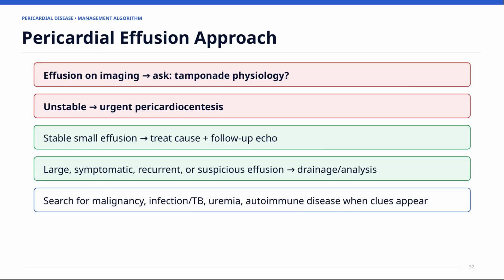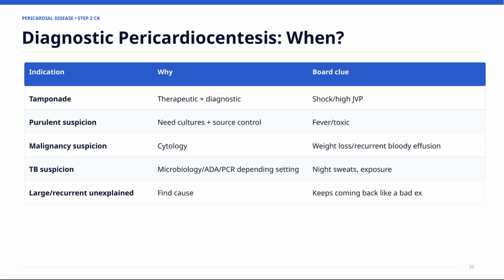When do you drain purely for diagnosis? Tamponade. It's both therapeutic and diagnostic, triggered by shock or high JVP. Suspected purulent infection. You need cultures and source control, prompted by fever or a toxic-appearing patient. Suspected malignancy. Cytology, prompted by weight loss or a recurrent bloody effusion. Suspected TB. Microbiology, ADA, or PCR depending on setting, prompted by night sweats or known exposure. And a large or recurrent, unexplained effusion. Because honestly, it keeps coming back like a bad ex. Time to find the cause.